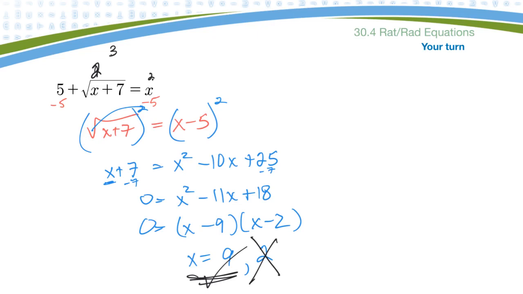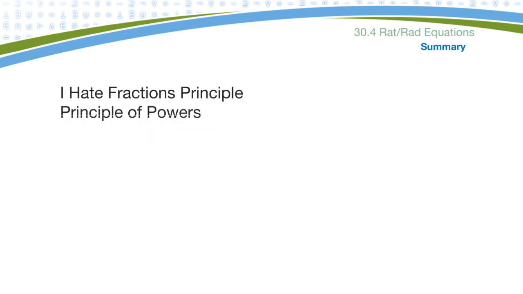All right, so in this concept, we've looked at two principles that you can use to solve different types of equations. The I hate fractions principle you can use if ever you have a fraction and an equal sign. So there has to be an equal sign. You can use that and immediately your fractions are eliminated. And then we also looked at the principle of powers, and that's a way of getting rid of a radical in an equation so that you can solve for your x's.